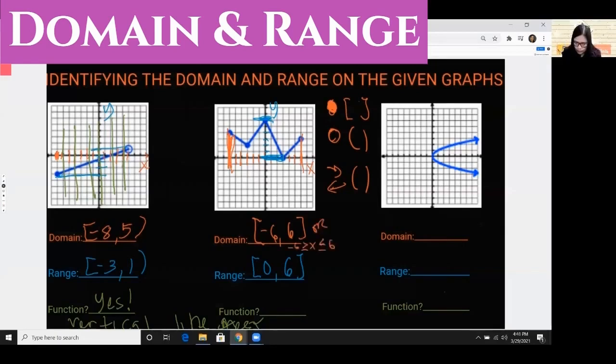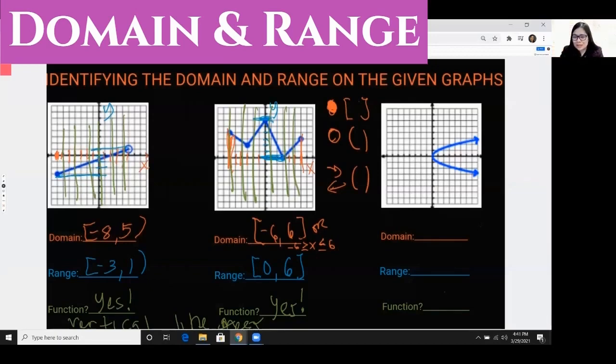Is it a function? Yes or no? We're going to use the vertical line test to check the given graph. Observe the green vertical line. How many times does your blue graph touch the green vertical line? Is it more than one? Nope, right? It's just once. So if it is just once, is it a function or not? Good job. It is a function because each green vertical line touches the blue graph only once. That makes sense.